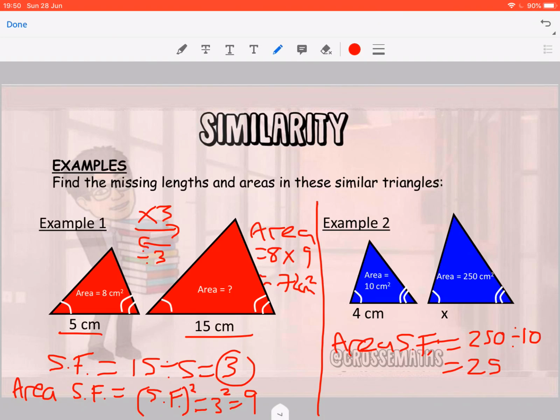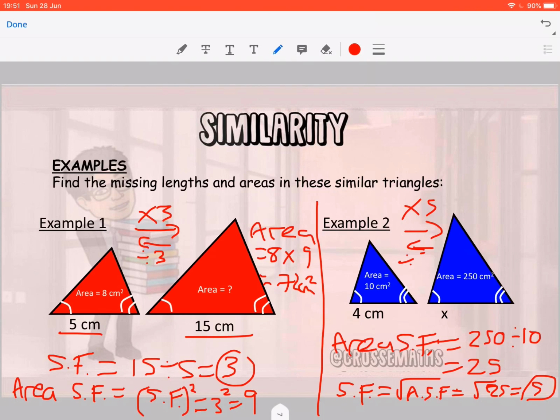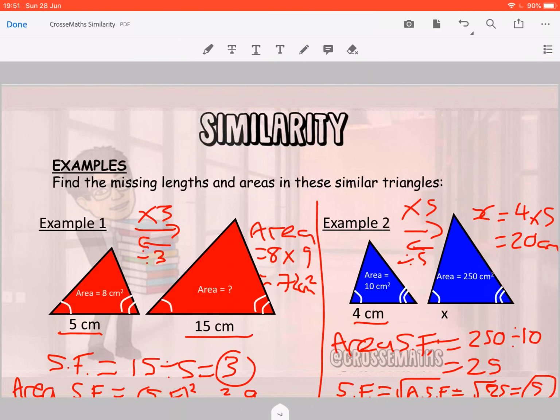If my area scale factor is 25, I want to find my normal scale factor. I've got to square root my area scale factor. Okay, square root of 25 gives me 5. So I know this one over here is 5 times bigger, and this one over here is 5 times smaller. Now if I want to take my 4 centimeters and find what x is, 5 times bigger than 4, so x would be 4 centimeters times by my scale factor of 5, be 20 centimeters altogether. Guys, what I'd like you to do is pause the video now, get that copied down for me please.